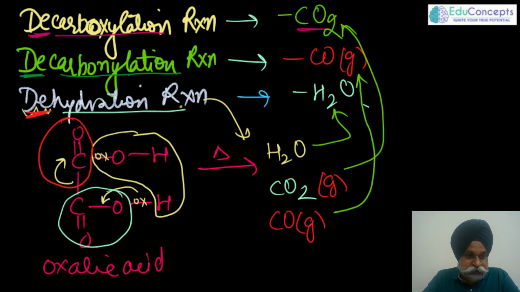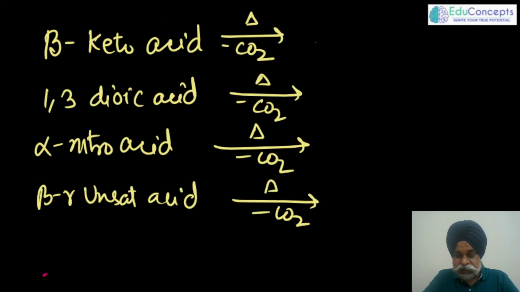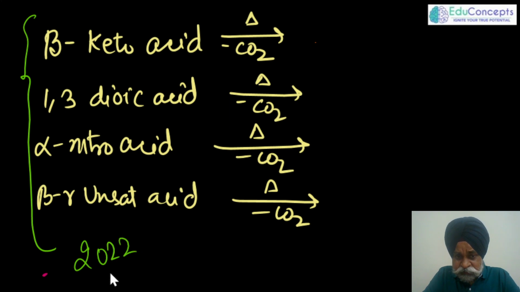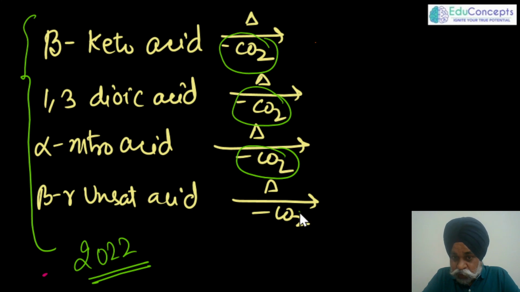So this is very important. You always have to remember that any such starting material has any of these four features. This could be a very important question, and in and around this you will get in upcoming JEE Mains, Advanced or NEET examinations. I'm sure about it. If a compound has a beta keto acid, a 1,3-dioic acid, an alpha nitro acid, or a beta gamma unsaturated acid, and it is strongly heated, it will lead to decarboxylation. This you always have to remember.